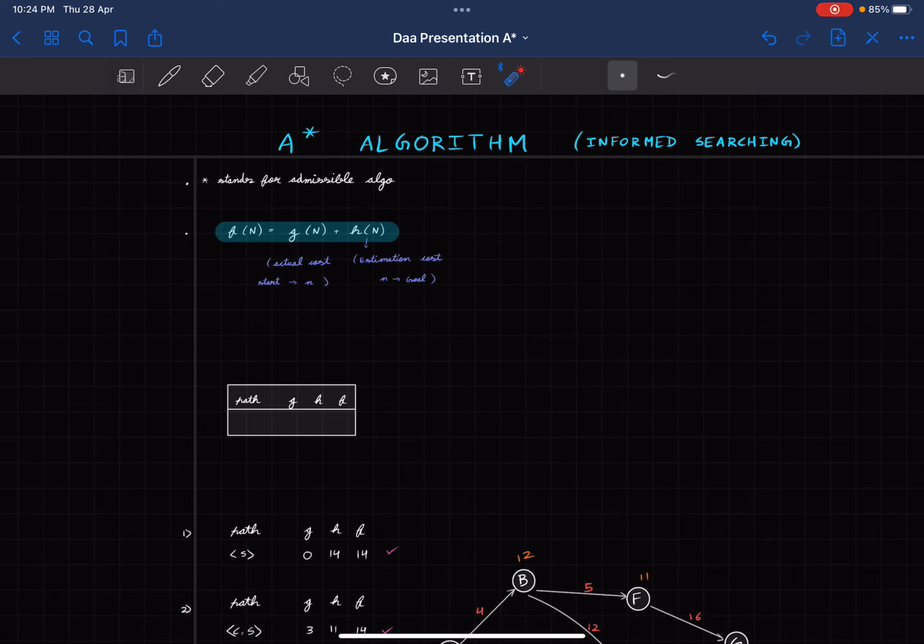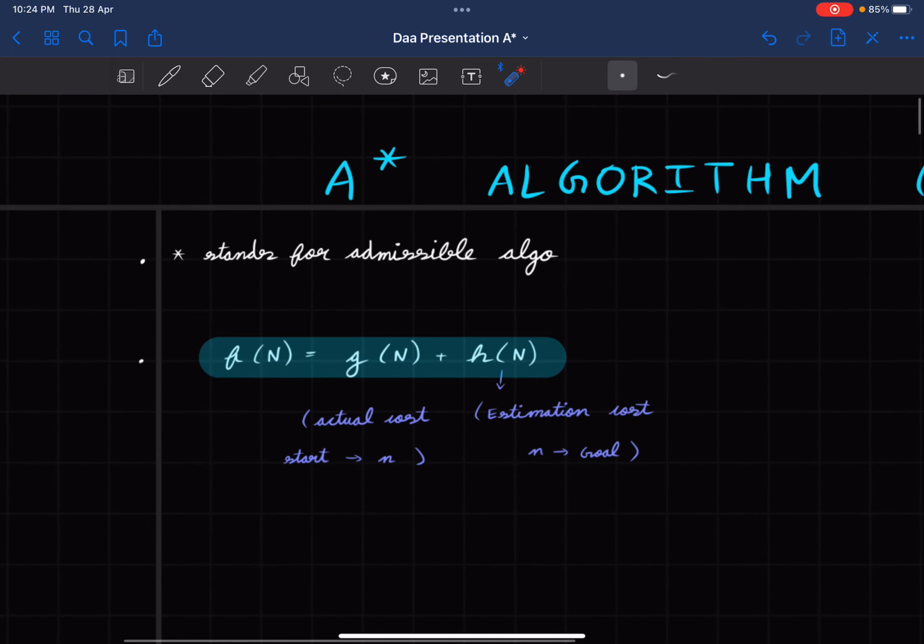A star is basically a graph traversal and path searching algorithm, which is often used in many fields of computer science due to its completeness, optimality, and optimal efficiency. So, the star in this algorithm basically stands for admissible algorithm.